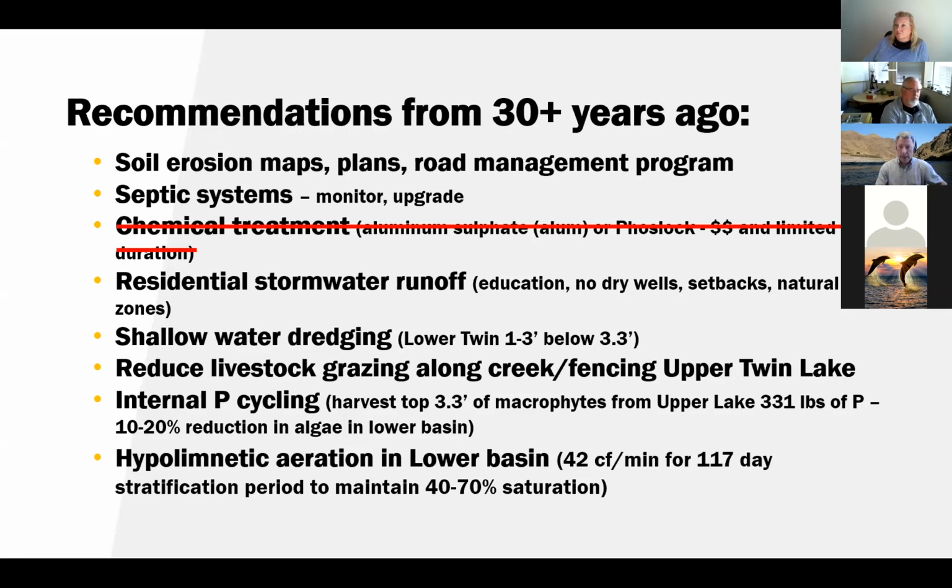And then there was the recommendation to put a hypolimnetic aerator into the lower basin to supply about 42 cubic feet per minute for the 117-day duration that the bottom of the lake is separated from the atmosphere, and to pump air or oxygen into the bottom. They figured at 42 cubic feet per minute, you could maintain 40 to 70% saturation. And then that would remove all of the internal loading that we currently see, that Kristen just talked about, in terms of that phosphate coming up from the bottom sediment into the water column.